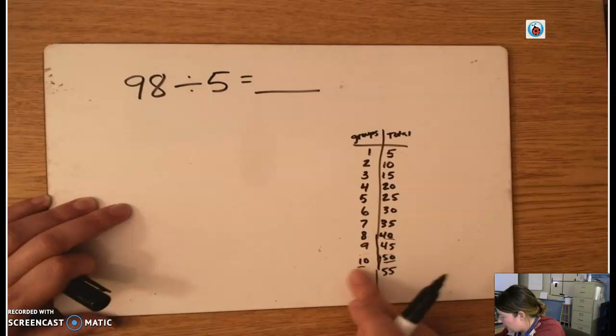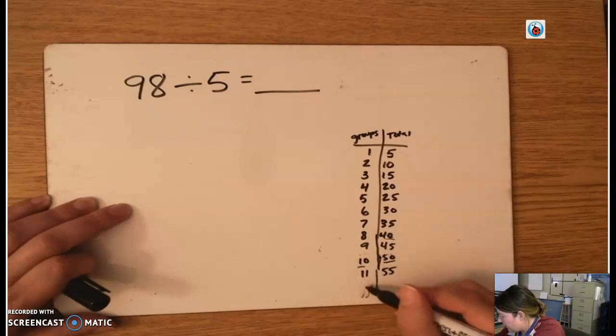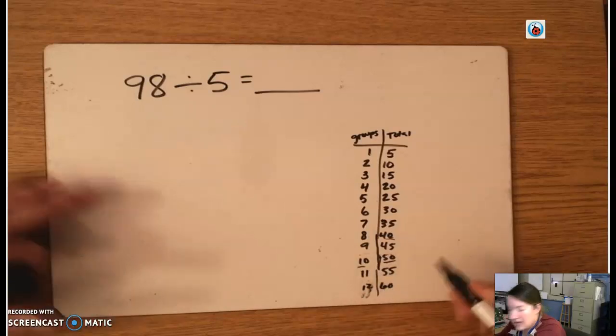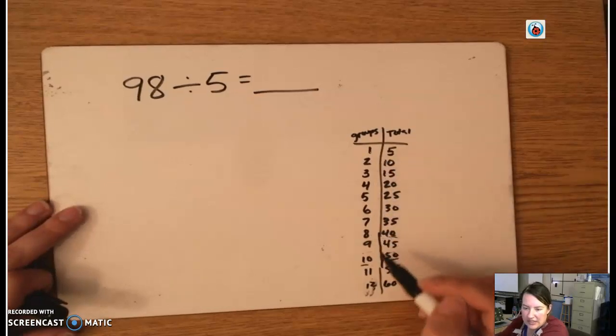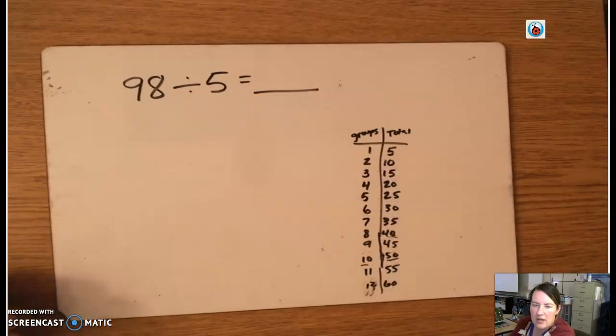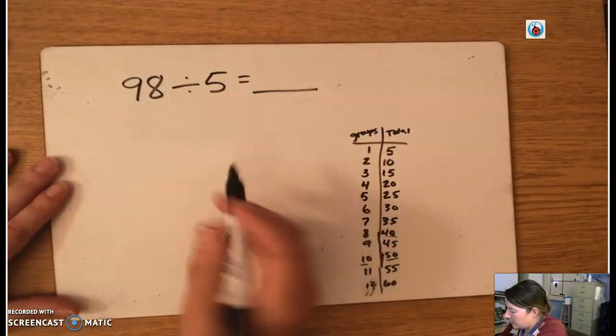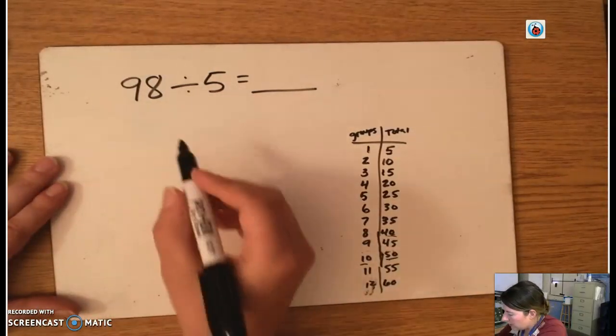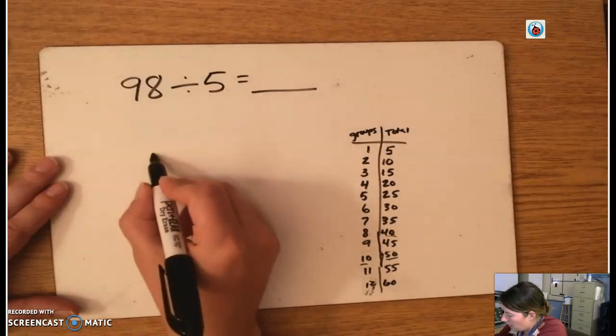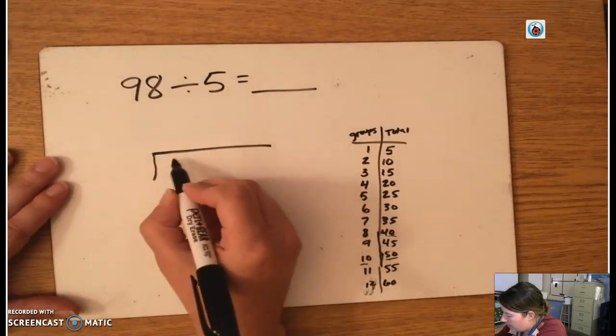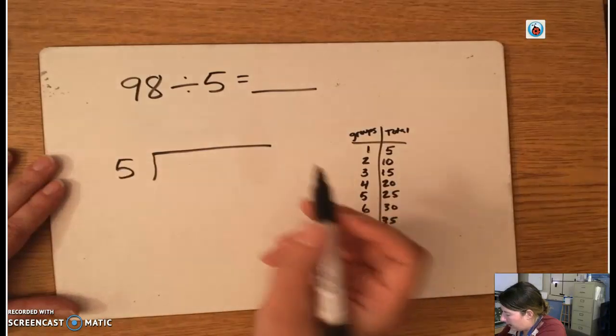Oh, sorry, this is 11. It would take me quite a bit, right, to get all the way to 98. So instead of just keep going with my multiplication chart, there are some other strategies that we can do. So I kind of want to explain some of those to you. So I'm going to write down my problem. I'm going to divide by 5.